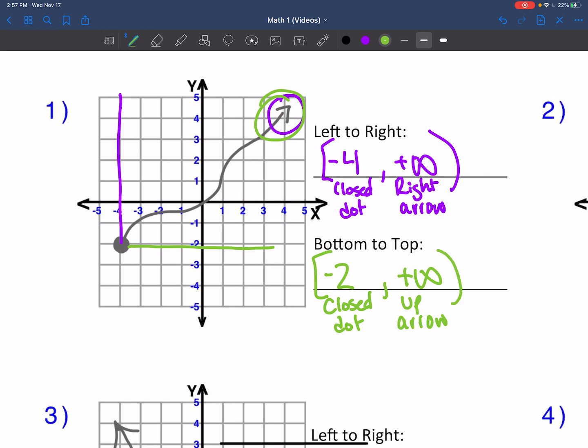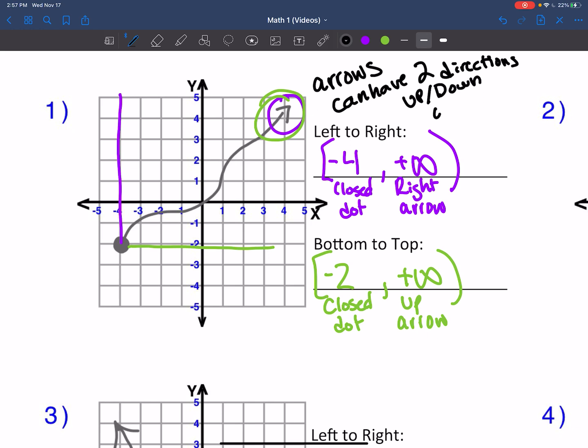Okay, so again, arrows have 2 directions. So let's write that to ourselves. Arrows can have 2 directions. They're either going up or down or left and right, okay? So either up or down, not both, just one of those. Either left or right, not both, one of those, okay?